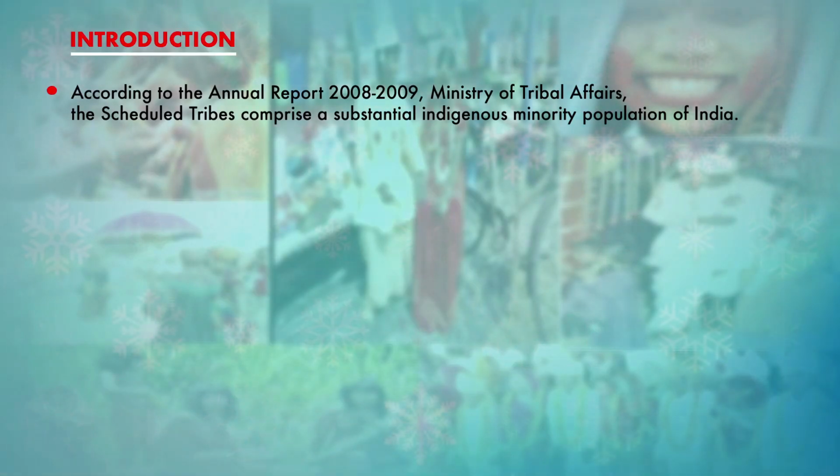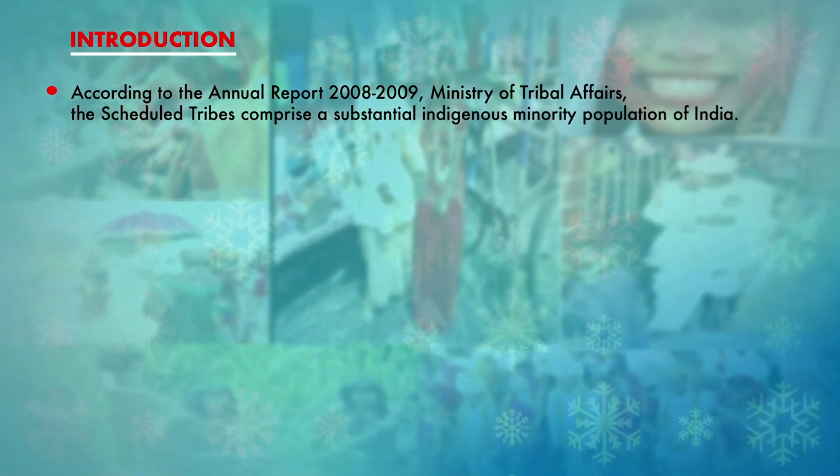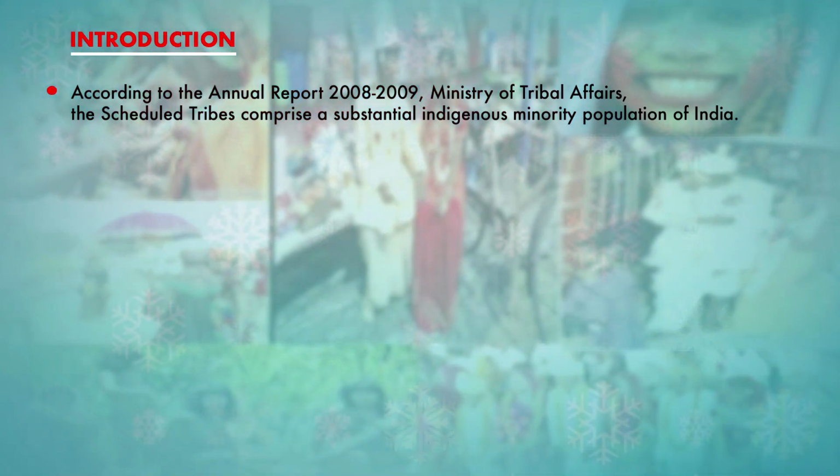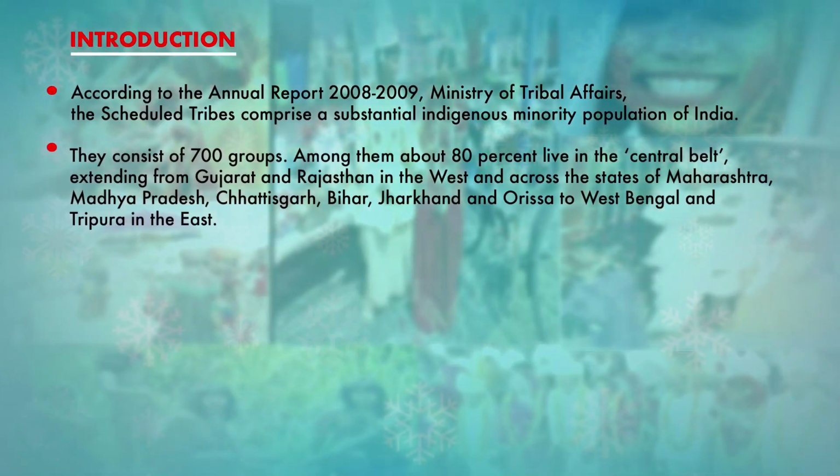According to the annual report 2008-2009 of the Ministry of Tribal Affairs, the Scheduled Tribes comprise a substantial indigenous minority population of India. They consist of 700 groups.